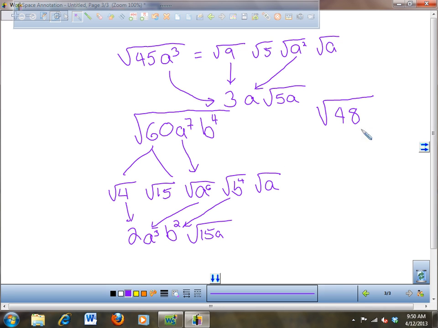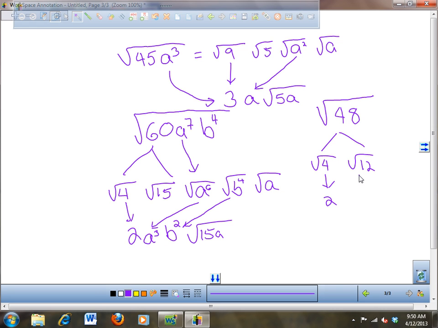Okay, let's say I did decide that, well, neither 6 nor 8 are perfect squares. What number do you know goes into 48, smaller than that? 4. 4 times what? 12. 4 times 12. Okay? What's the square root of 4? 2. So I get a 2.